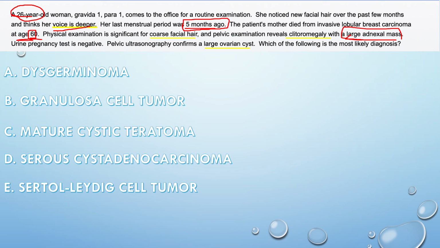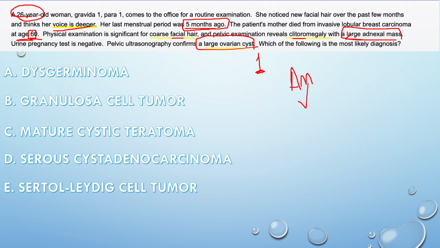Pelvic ultrasound confirms a large ovarian cyst. So it's one single mass, guys. It's not PCOS. It's one single mass. And so it must be an ovarian tumor that's producing androgens. And these androgens are causing her amenorrhea. These androgens are also causing her voice to be deeper. And these androgens are also causing her facial hair and clitoromegaly.